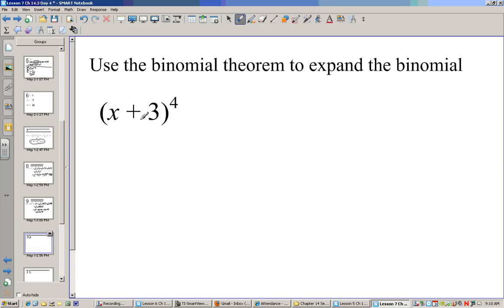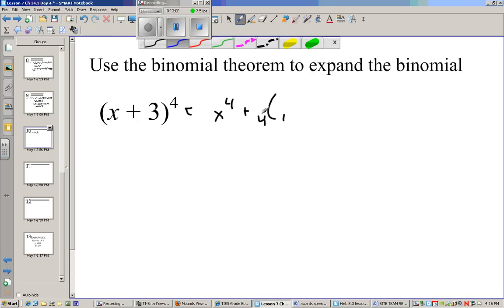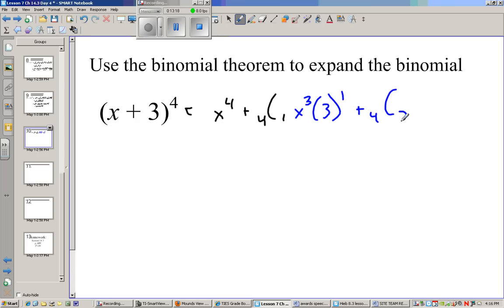Now use the binomial theorem to expand (x + 3)^4. Well, we'd have x to the 4th plus 4 choose 1 times x to the 3rd times 3 to the 1st plus 4 choose 2, x squared, 3 squared, plus 4 choose 3, x to the 1st, 3 cubed, and then finally 4 choose 4, which is 1, x to the 0, which is 1, times 3 to the 4th.